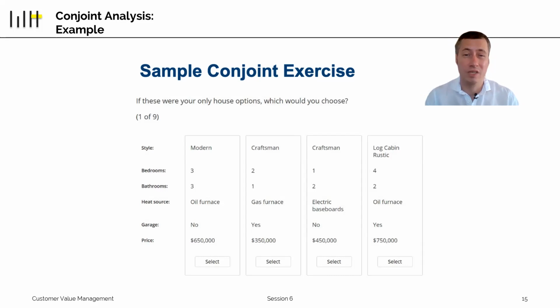You see that this question is very, very different to asking you, imagine a modern house with 3 bedrooms, bathrooms, oil furnace, no garage, and how much would you want to pay for this? Or the question, would you buy it for $650,000 or not? Which are the questions that we had 2 slides earlier. What you are now asking is to ask people to evaluate whole options, whole feature bundles, and to decide which one they would pick, which is much, much closer to how people actually choose products in real life.